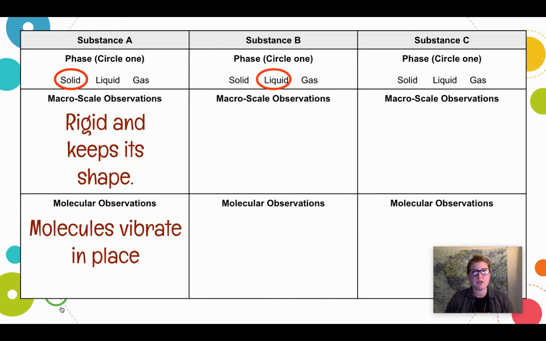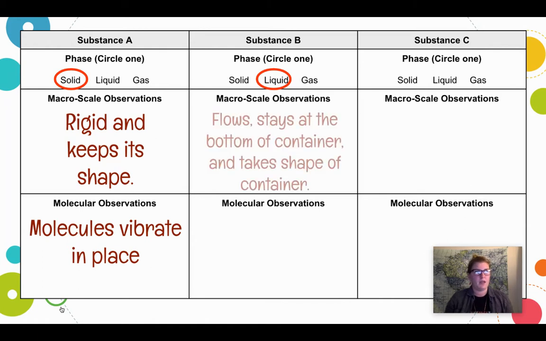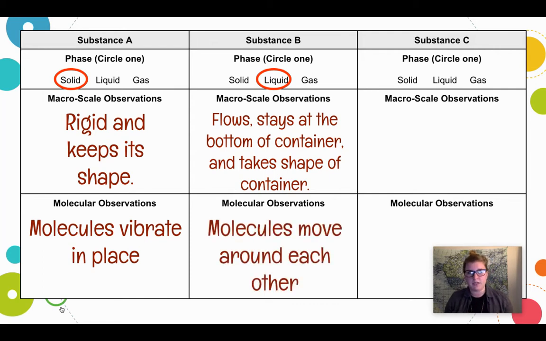Substance B, you should have seen, was a liquid. The macro scale observation that you could have made was that it flows, or that it stays at the bottom of the container, or that it takes the shape of its container. You then needed to make a molecular scale observation, and the one that I made was that molecules move around each other. So get your molecules out. Say your fists are molecules. If it's a liquid, they're going to move around each other, versus a solid just vibrates in place. Okay, put your molecules away.